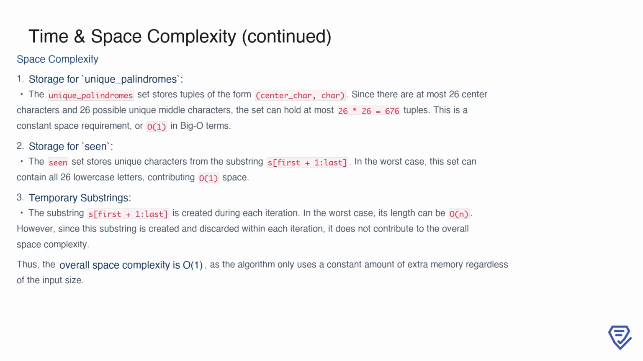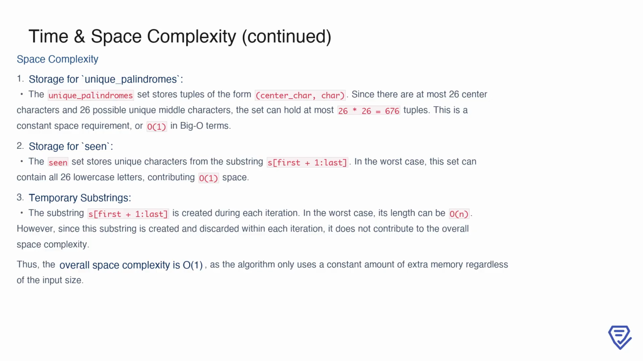Now, let's analyze the space complexity. The first key data structure is the unique_palindromes set, which stores tuples representing the unique length-3 palindromic subsequences. Since there are at most 26 center characters and 26 possible unique middle characters, this set can contain a maximum of 676 tuples. This is constant with respect to the input size, so it contributes O(1) space. Then, there's the seen set, which temporarily stores the unique characters from the substring s[first+1:last]. In the worst case, this set can contain all 26 lowercase letters, which is also a constant space requirement of O(1).